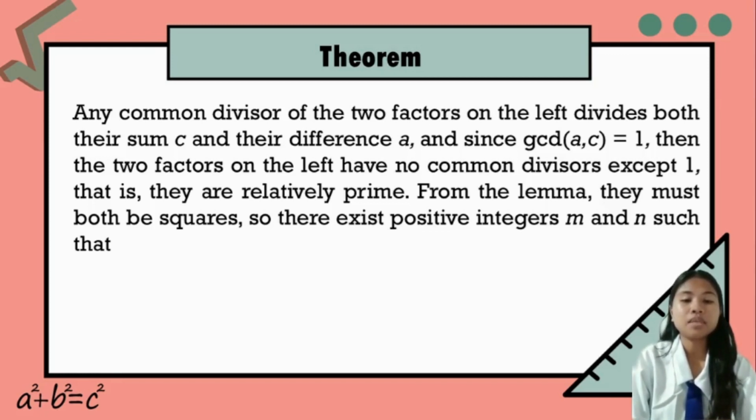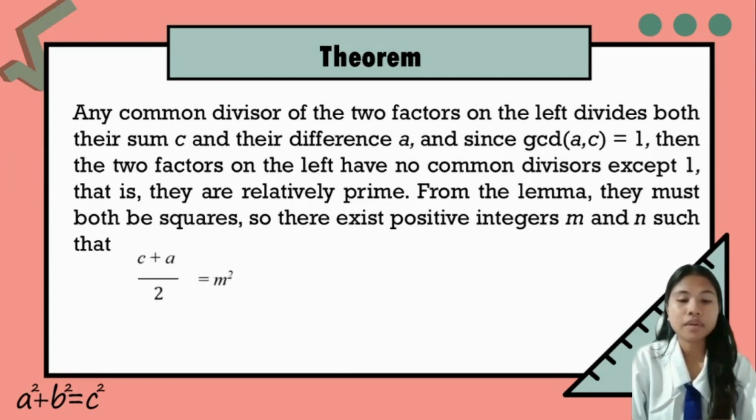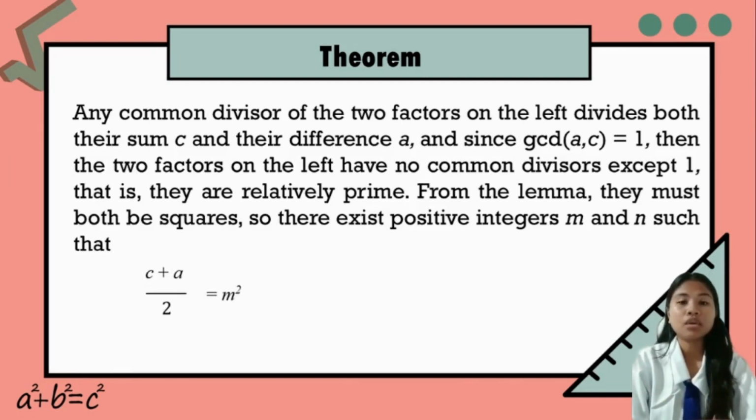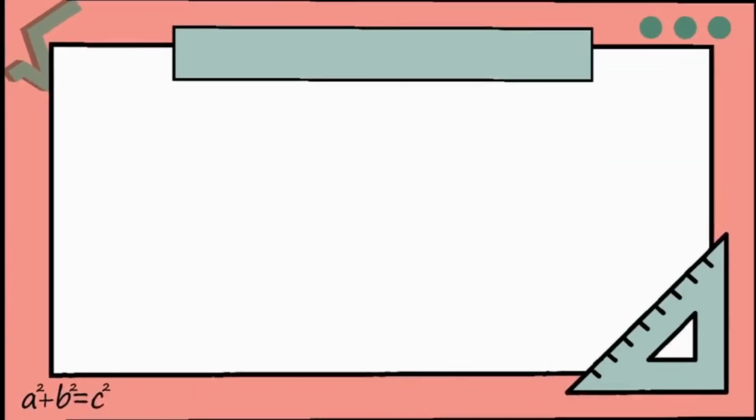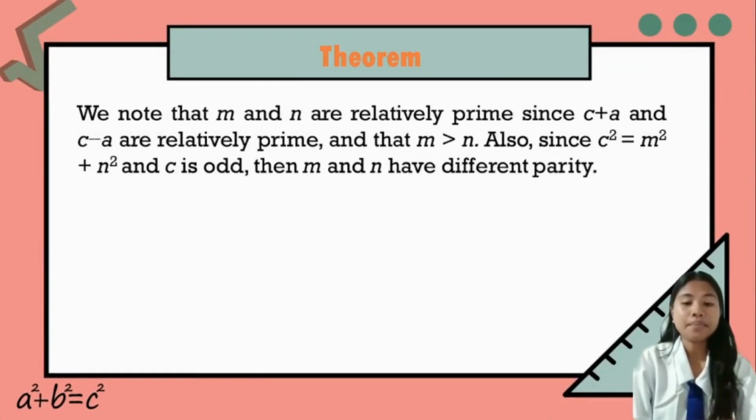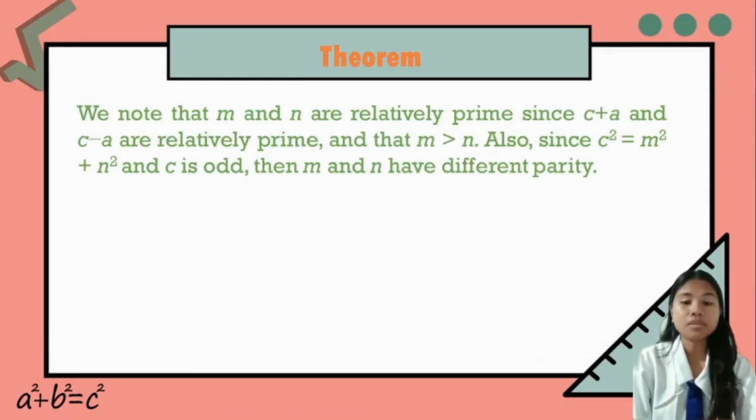From the lemma, they must both be squares, so there exist positive integers m and n such that C plus A over 2 equals m squared, C minus A over 2 equals n squared, and B over 2 equals m times n. So we note that m and n are relatively prime since C plus A and C minus A are relatively prime also, and that m is greater than n.